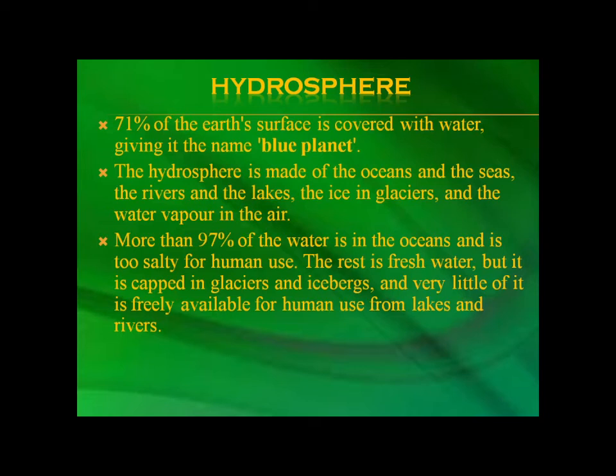The remaining 3% is fresh water, but in that also 2% is kept with glaciers and icebergs. So less than 1% is usable, in lakes, ponds and rivers, which you can use. So save water, use the water carefully. We have to preserve water for our future.